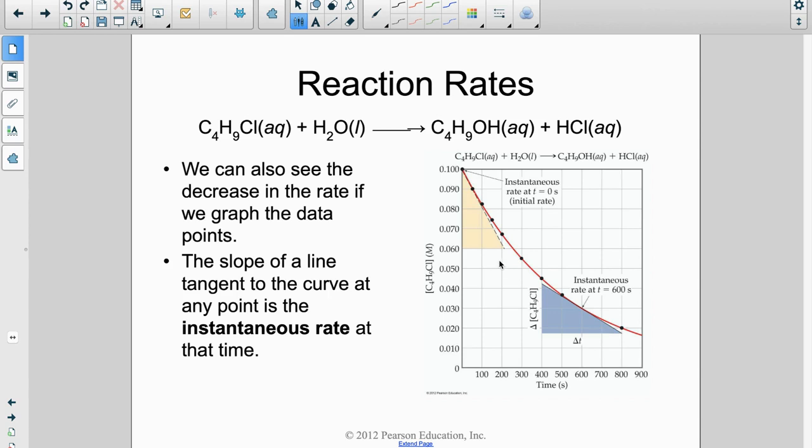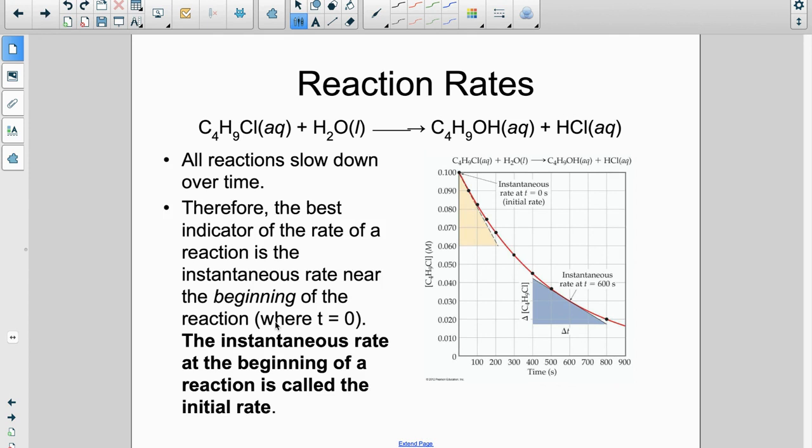The instantaneous rate at time equals 0 is an important rate called the initial rate, at the very beginning of the reaction. Those are measured often in order to determine rate laws. So that is a particular point that we want to take note of. As this slide shows, the initial rate is the easiest one to find because the rate slows down over time, so it's the easiest to detect at the beginning.